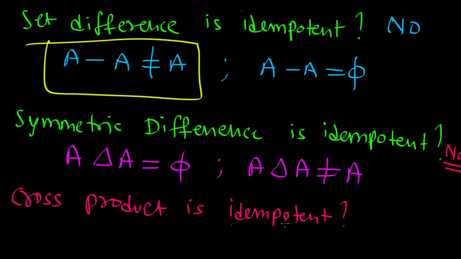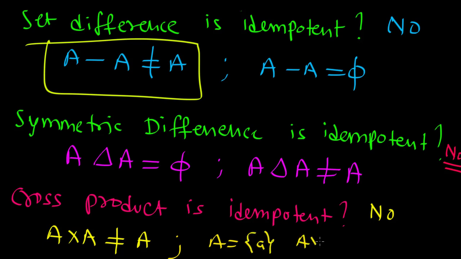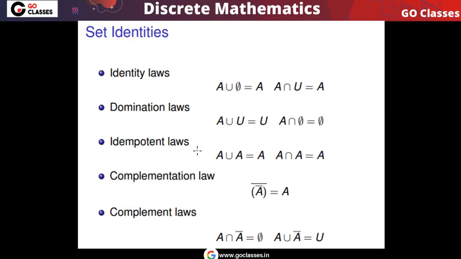What about cross product? The cross product is also not idempotent, because A cross A is not the same as A. In A cross A we have ordered pairs, but in A we don't have ordered pairs. So I can say these operations are not idempotent. So this was the idempotent property: A union A is A, A intersection A is A. This is the idempotent law.